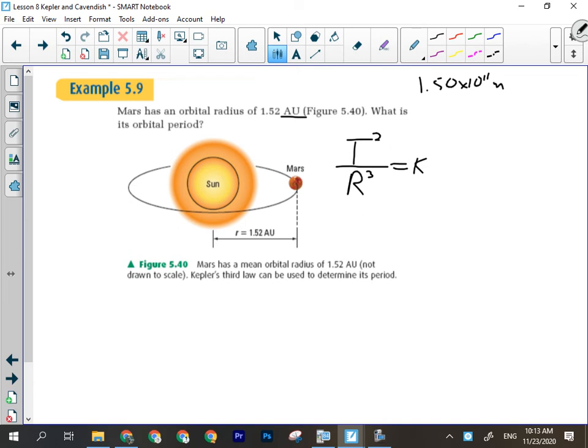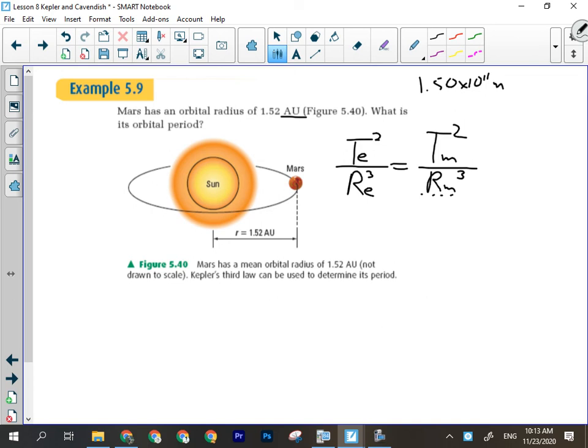Since that's the same for any body orbiting the sun, we can say that the period of Earth squared divided by Earth's orbital radius cubed should equal the orbital period of Mars squared divided by Mars's orbital radius cubed. If all objects that orbit the sun have the same Kepler constant, these two equations are equal. Everybody okay with that? All right. So the question tells me Mars's orbital radius.